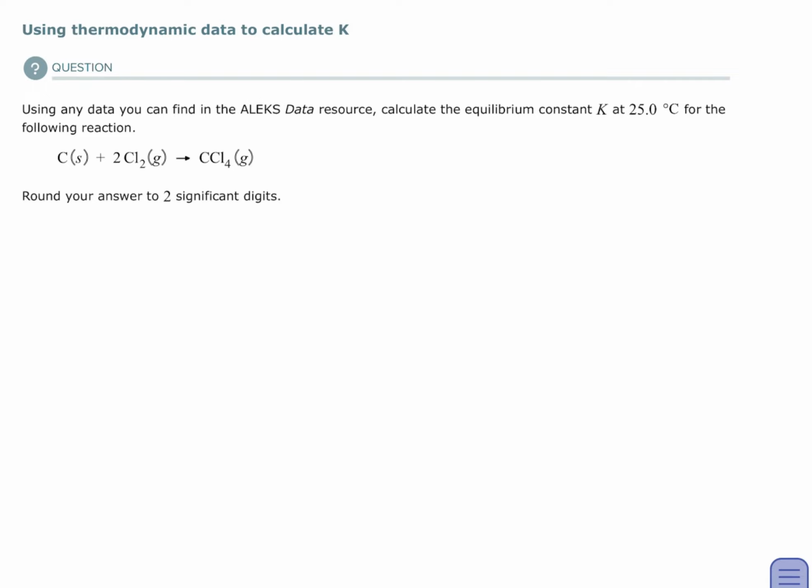Welcome back. This is an ALEKS homework video on using thermodynamic data to calculate K. So if you're given temperatures and things like that and you want to find the equilibrium constant, you are forced to go through an equation that's got G in it, the free energy.